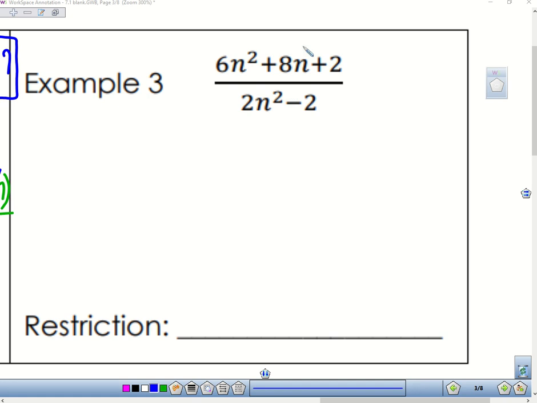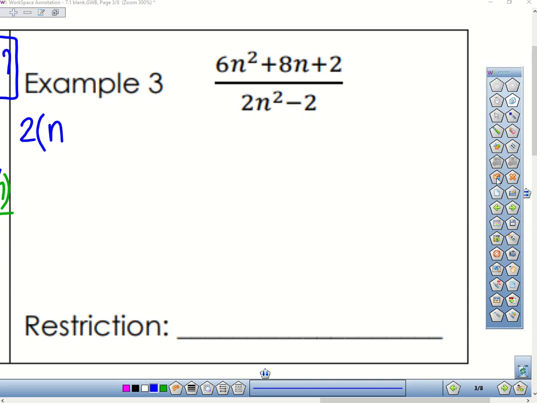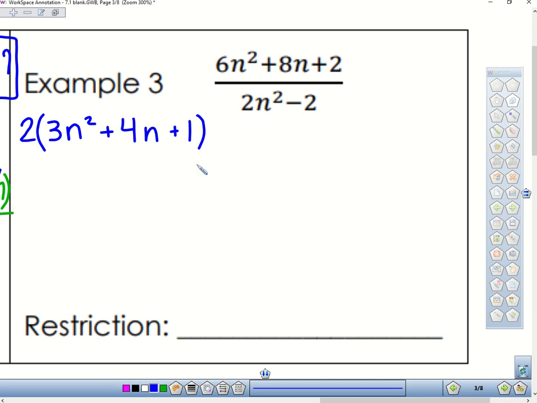So, moving on to example 3, what do you see right off the bat we can factor out of the numerator? 2. Good, we can factor out a 2. So we're going to factor out a 2. Oh wait, that's not right. Getting ahead of myself. There we go. 3n squared plus 4n plus 1. So I just factored out a 2. So now that I factored out a 2, does anybody remember how to finish factoring this?